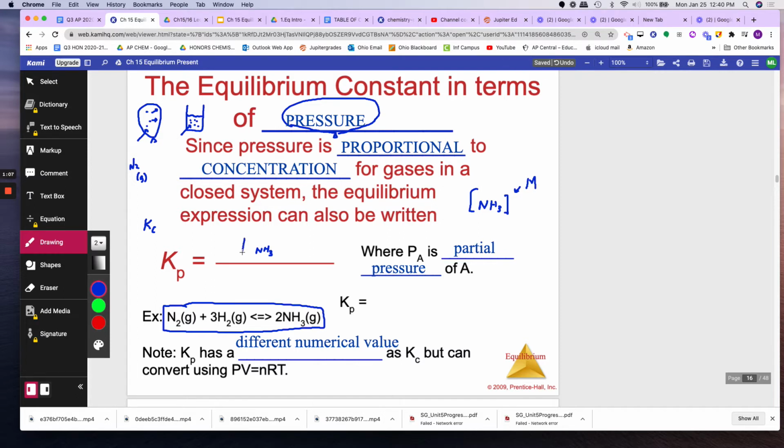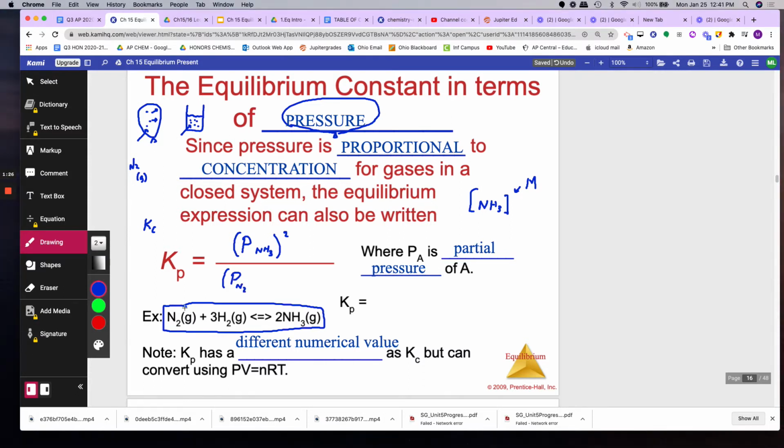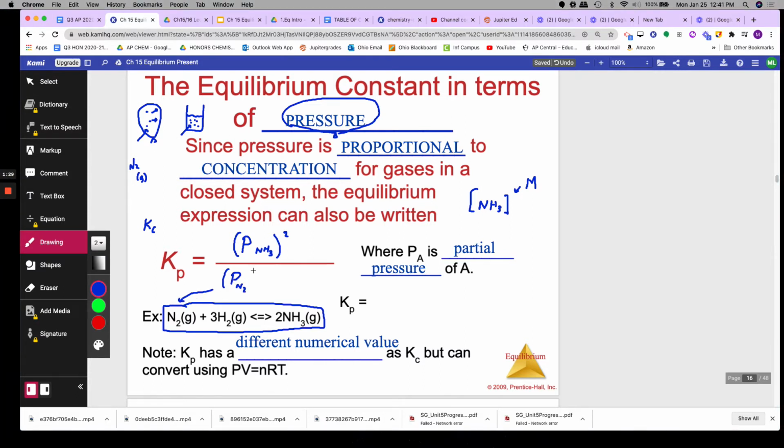So you're going to do the partial pressure of NH3 squared, right, over the partial pressure of N2. So here's the N2 to the power of 1 because there's a 1 there, times the pressure of H2 to the power of 3. So that's how you get that.